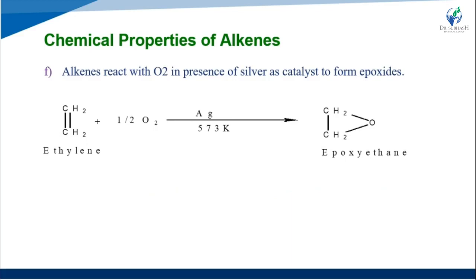Then further preparation: alkenes react with O2 in the presence of silver as a catalyst to form the epoxide. Okay, so ethylene plus half a molecule of oxygen, in the presence of silver at a higher temperature, that is 573 Kelvin, making epoxy ethane. So this is the alkene reacting with the O2.